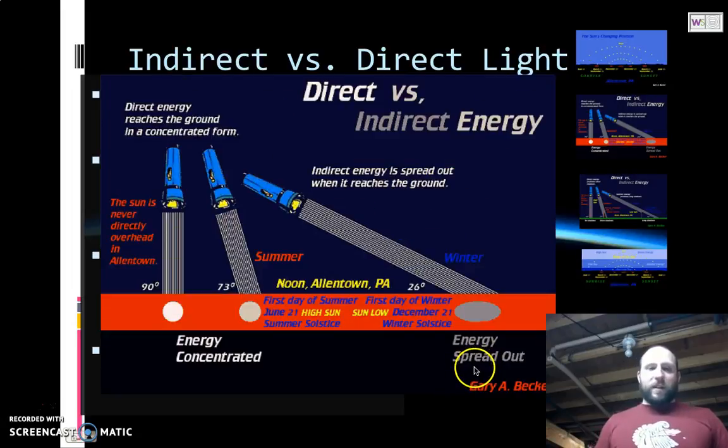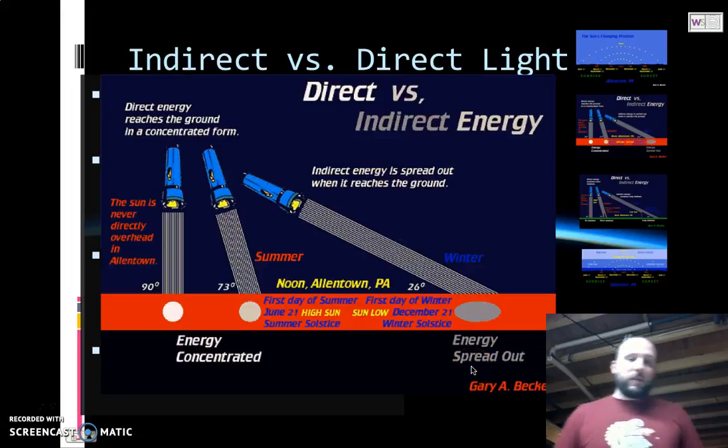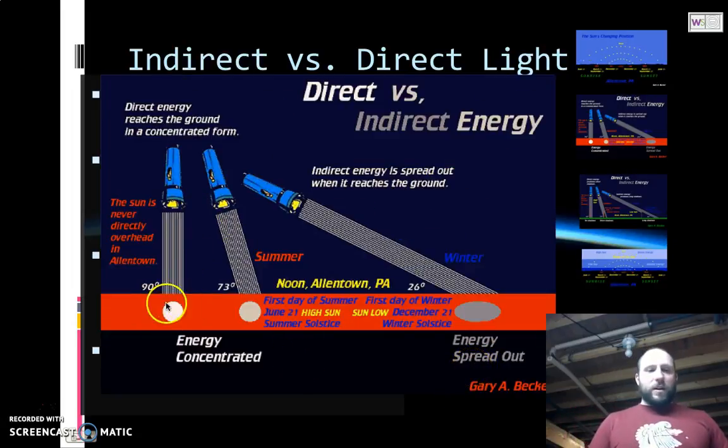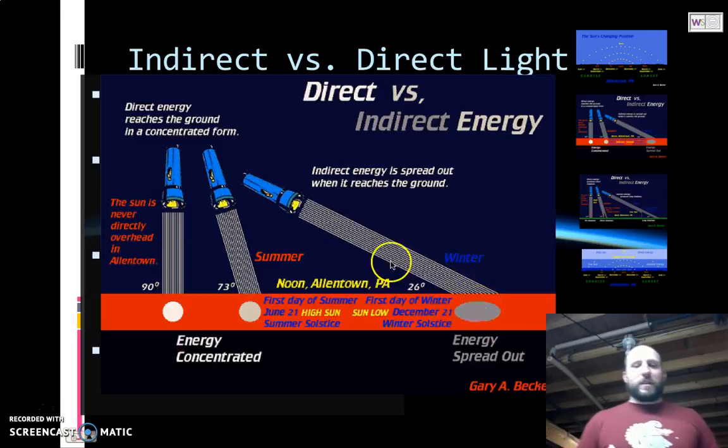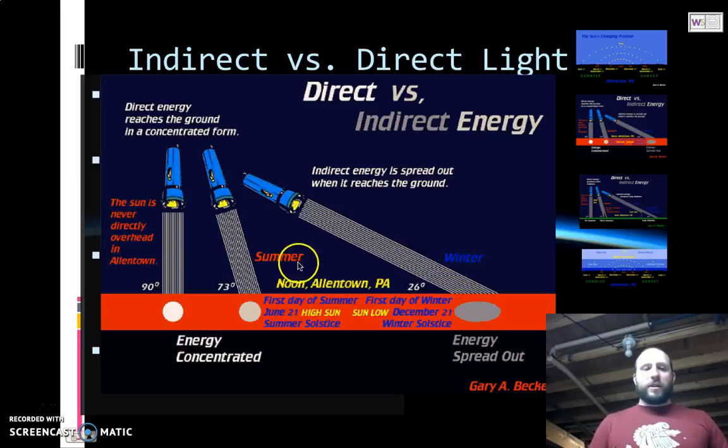A nice way to think about that also, flashlights you can use. A flashlight produces a known surface area at 90 degrees straight at the surface, but as you turn the flashlight to 73, the surface area seems to grow, and as you turn it all the way to 26 degrees, the surface area grows even more. Now the flashlight hasn't changed in terms of its intensity. The surface area to which it hits, that has changed. It's spread out more. And so this would be more of a winter situation. This would be more of a summer situation.